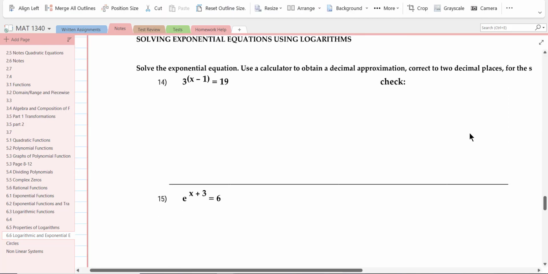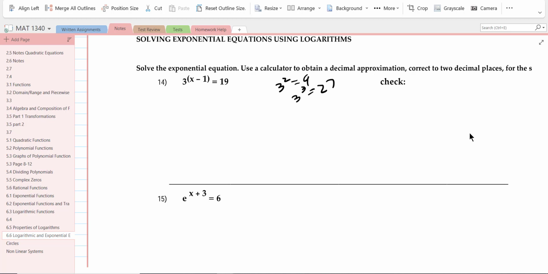Okay, so let's go down to this example 14, and this is totally different. The idea on this problem is, you can't do anything with that 19. 3 to the second's 9. 3 to the third is 27. You can't make that 19 a power of 3. So your only choice on these problems is to use logarithms, and you're going to have to do kind of what we were talking about in class on Tuesday.